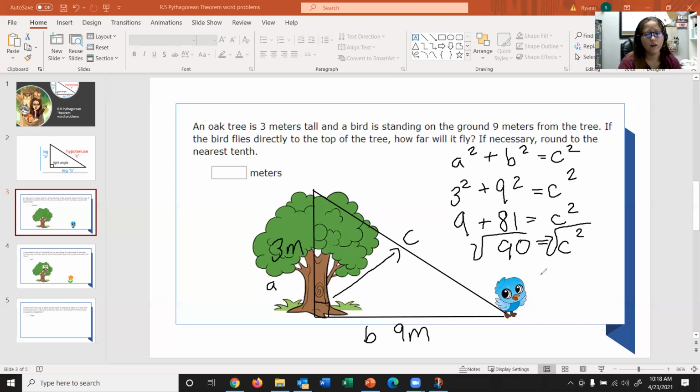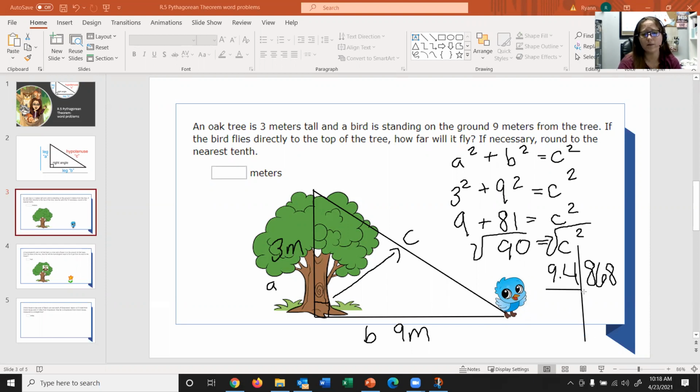When we use our calculator and find the square root of 90, we're going to get an answer of 9.4868. This decimal is going to be longer, but this is what we're going to be looking at for answering this question. In the instructions, it does say to round this number to the nearest tenth, which is one place past the decimal. So we're looking at 9.4.